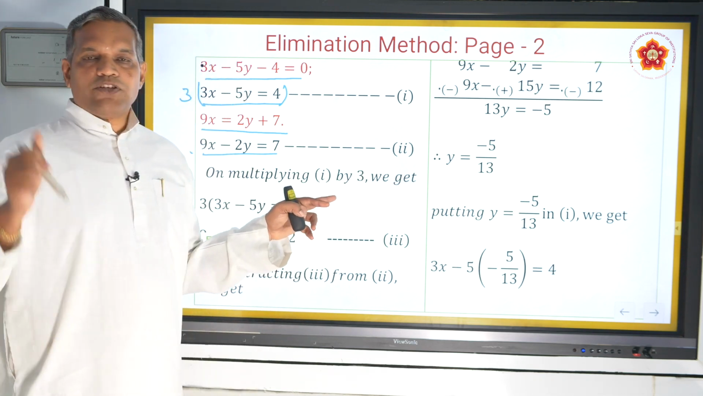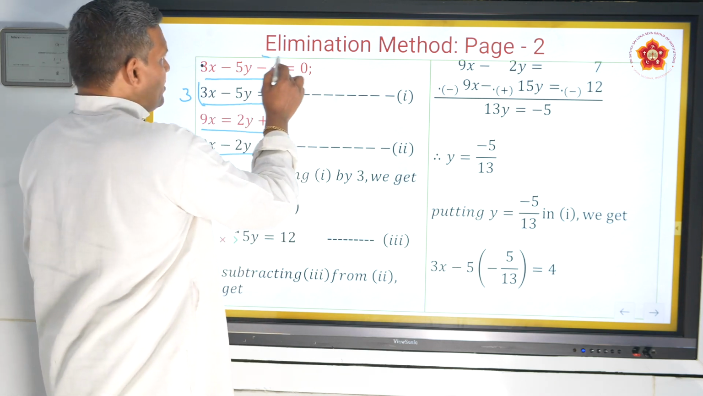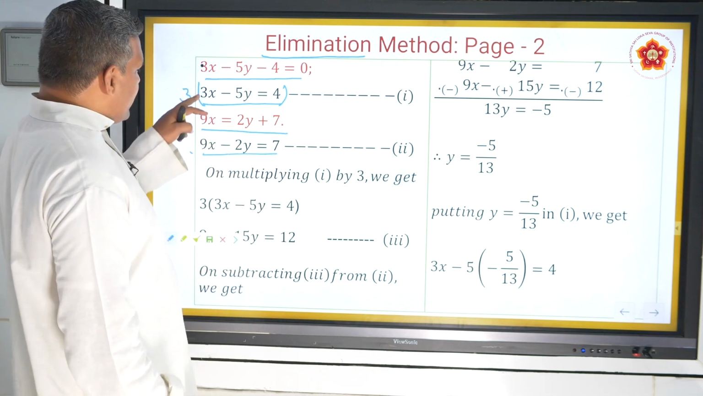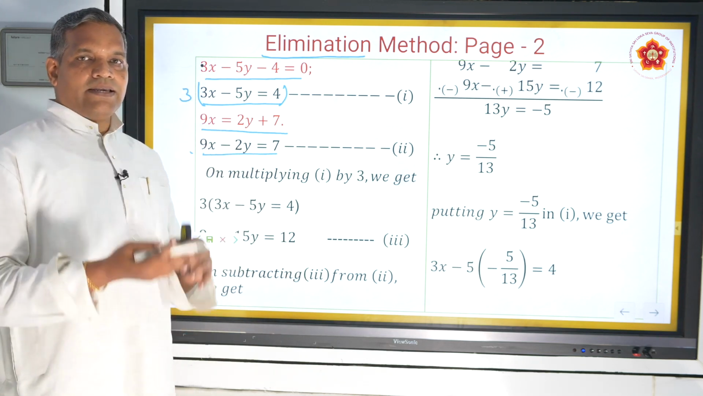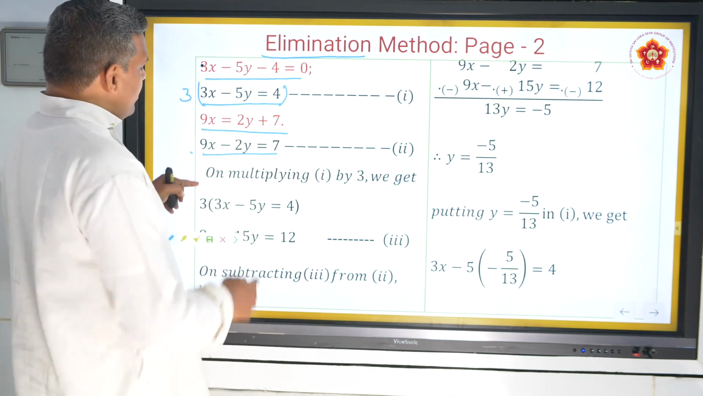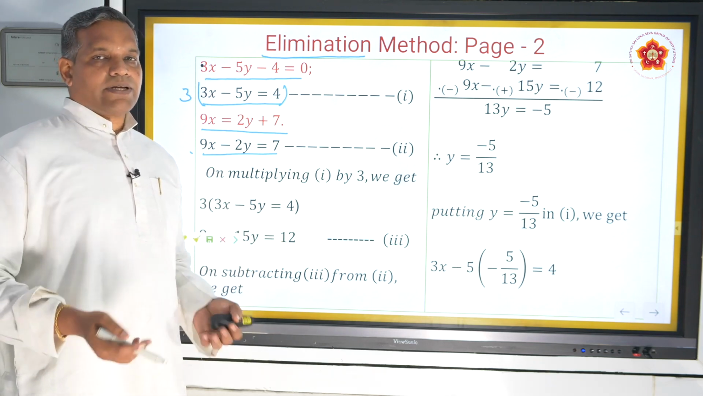You always get the doubt, why should we multiply? The answer is very simple. What is this method? Elimination method. You want to eliminate one variable altogether. To eliminate, this one is not going. So how do I drive it off? 3 3s are 9. If I make 9x, 9x minus 9x becomes 0. Then I don't have the x term. I have the y term, I can solve it.